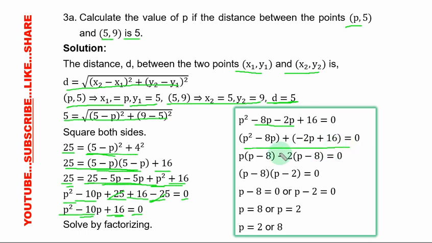From the first group, you factor out P, you have this result. The second group, factor out minus 2, you have this result equal to 0. Once again, P minus 8 is common. If you factor it out, you are left with P minus 2 equal to 0. You equate each factor to 0 and you have P equal to 8 or P equal to 2. Starting with the smaller result, P is equal to 2 or 8. Those are the values of P.